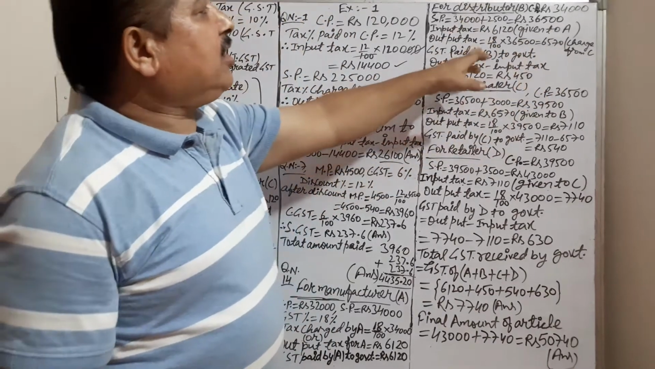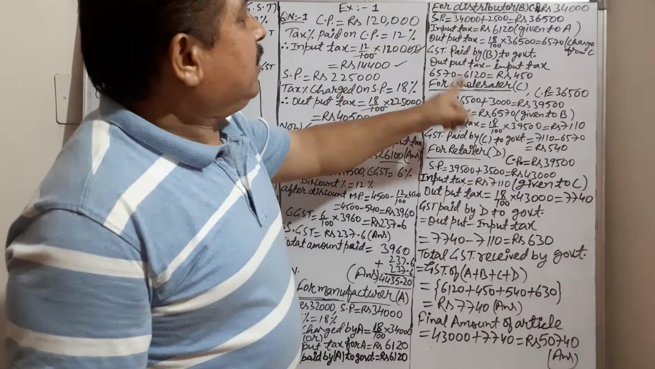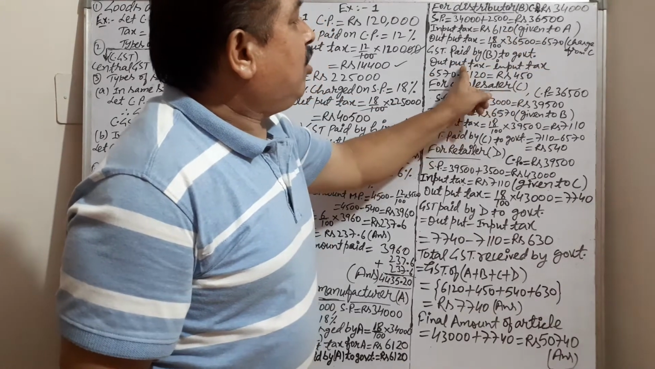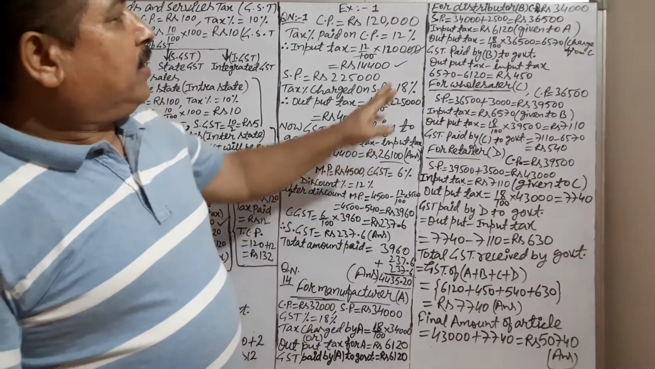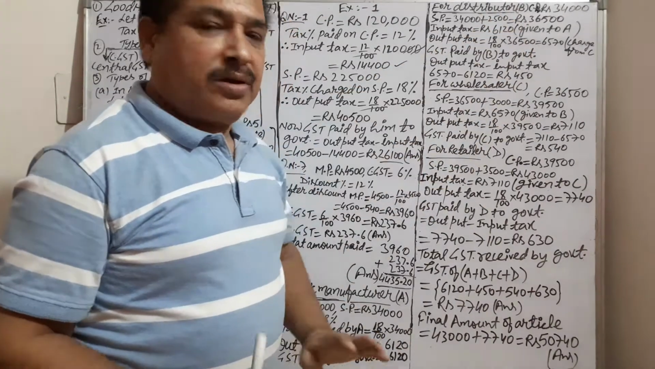And what is the GST? How much GST will B pay to the government? Output tax minus input tax, 450 rupees. This is the GST of the distributor.